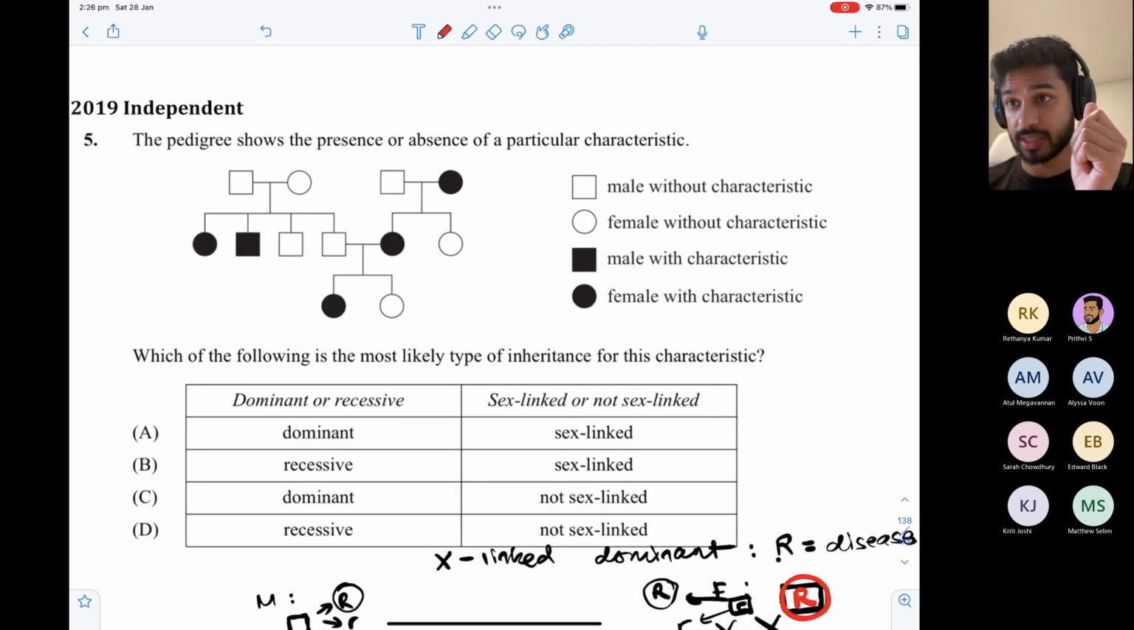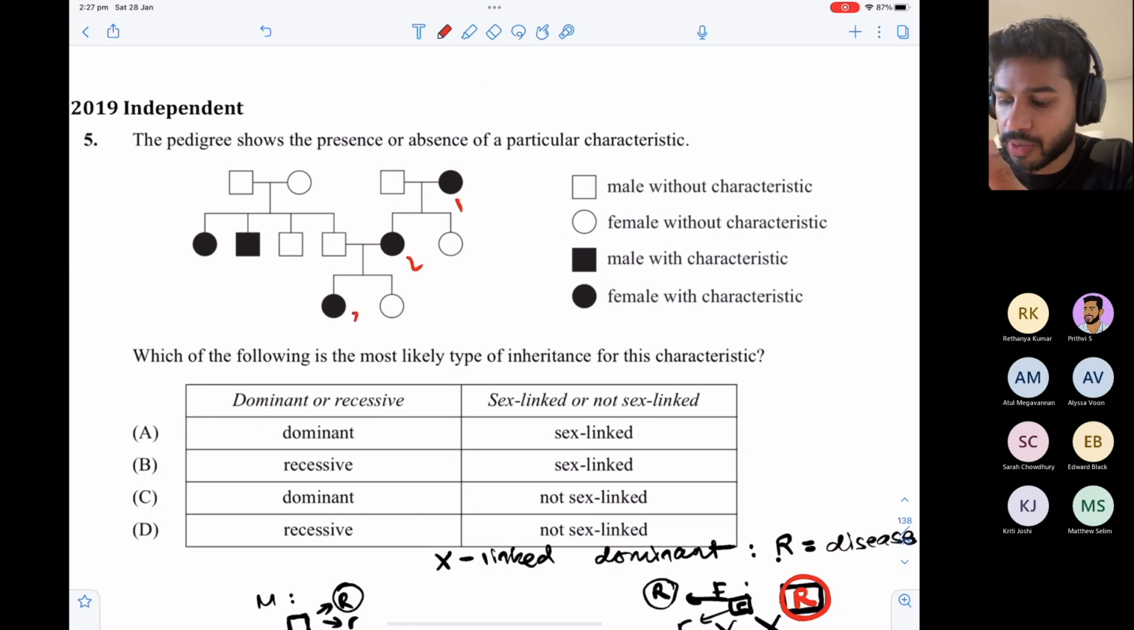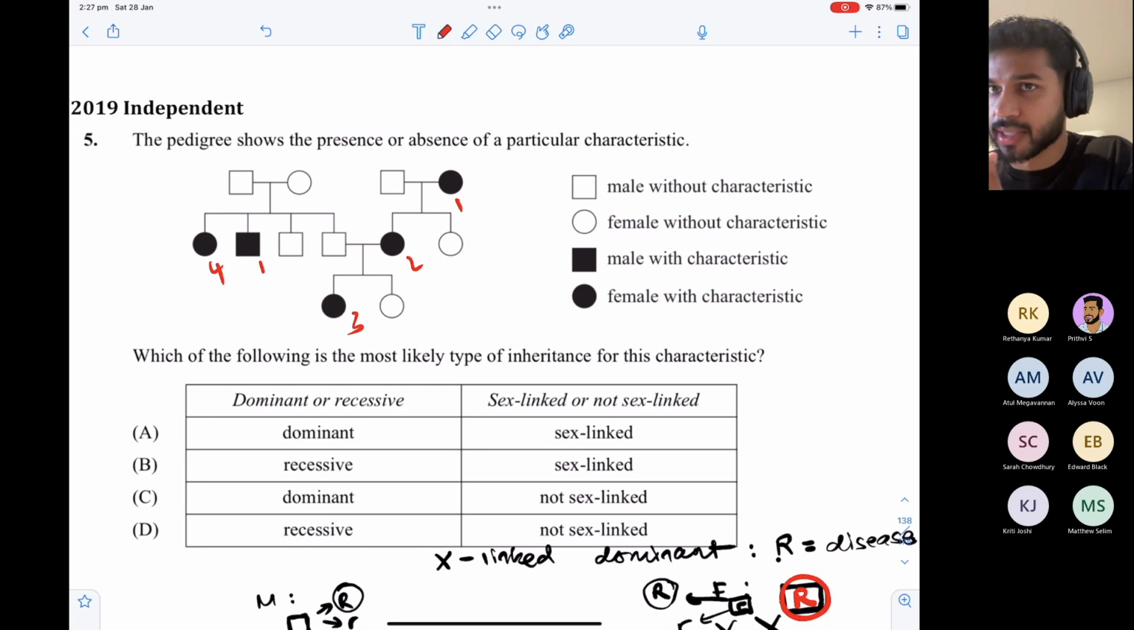Rule of thumb: sex-linked recessive, you're looking for males being affected. Sex-linked dominant, which is very rare, you're looking for more females to be affected, right? And if you look at this pedigree, you can see it could be sex-linked dominant. The ratio, as Sarah mentioned, was 4 females being affected, 1, 2, 3, 4, to 1 male. It could be sex-linked dominant, right?